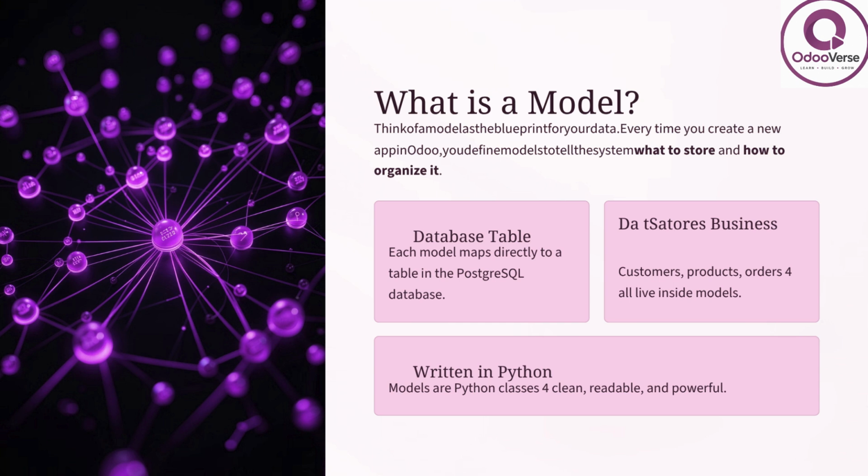First, let's understand what a model actually is. A model is basically the blueprint of your data. Whenever we create an app in Odoo, we create models to define what data should be stored and how it should be organized. For example, customers, products, students, orders, and invoices are all stored using models. Each model is directly connected to a PostgreSQL database table. And the best part, models are written in Python, which makes development clean and powerful.